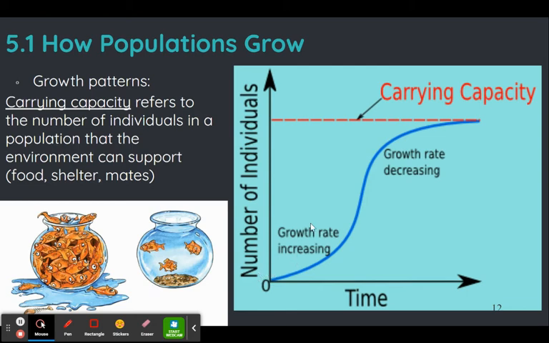So, this is a growth curve. It shows the number of individuals versus the time.